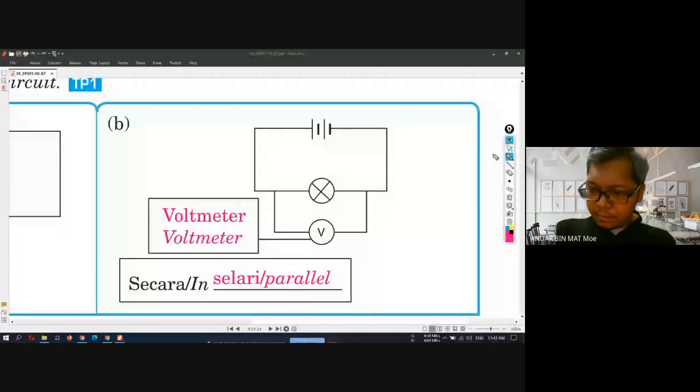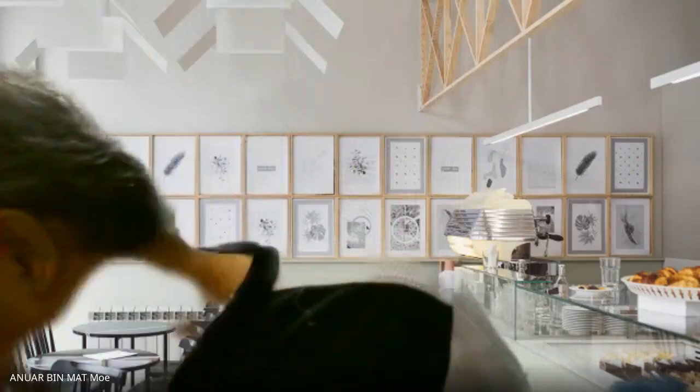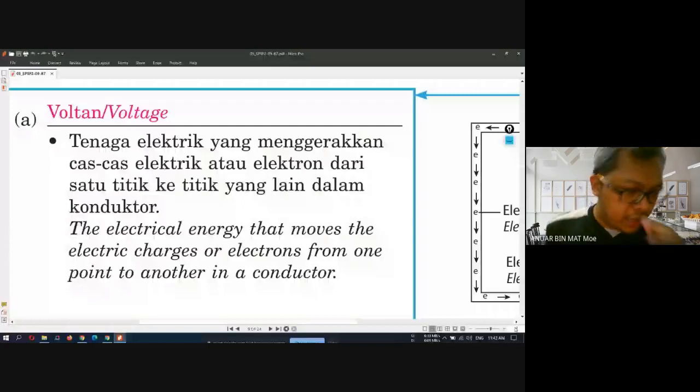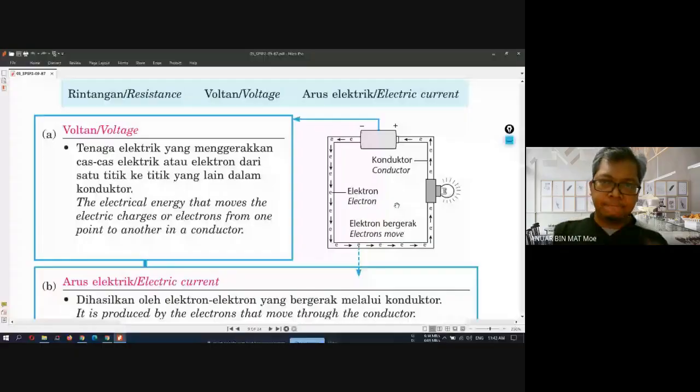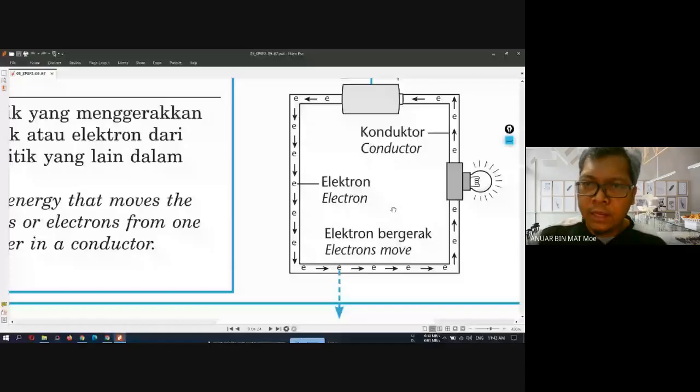Question number 5. A is voltage, and do you still remember what is the charge moving inside a circuit? Positive charge or negative charge moving? Electron or proton moving? What is the charge moving, negative or positive?